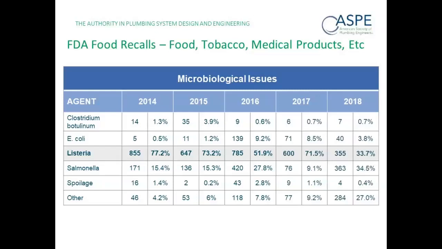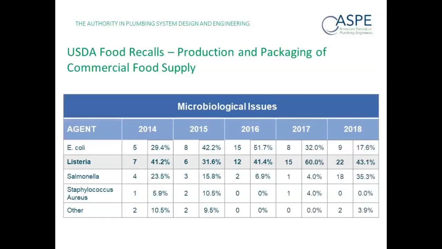Right, and that's the FDA numbers. This is the USDA numbers. The FDA applies to food, tobacco, and medical products, and the USDA is specific to the production and packaging of our commercial food supply. You can still see that, except for 2016, Listeria has been the number one cause. Everybody usually thinks of E. coli or Salmonella, and while they are bad, it's not to the same extent as Listeria and not as consistent.